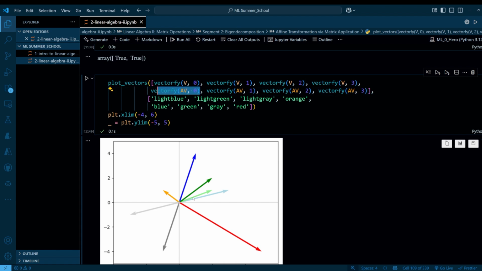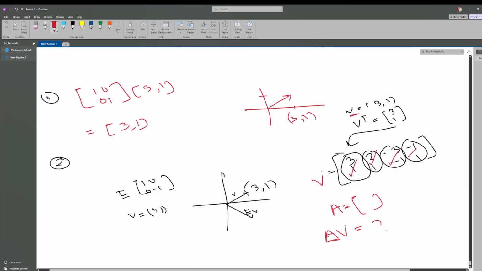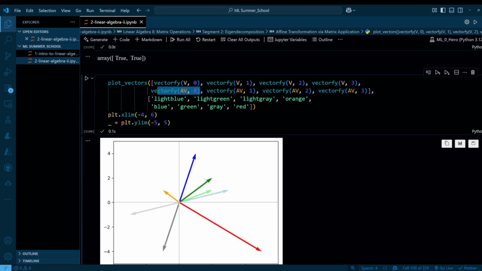So you see, this is how it works. This was our 3 1. Once we use A with it, it converts to here. This was our another one, not sure though, 3 1, maybe 2 1, okay, 2 1 and 2 1, and then it converted to this.